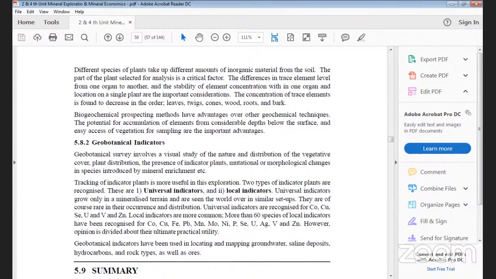The biogeochemical prospecting methods have an advantage over the geochemical techniques. The potential accumulation of elements from considerable depth below the surface, and easy access to vegetation for sampling, are the important advantages of this one.